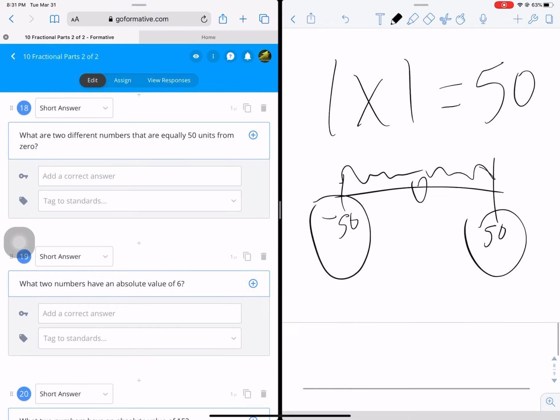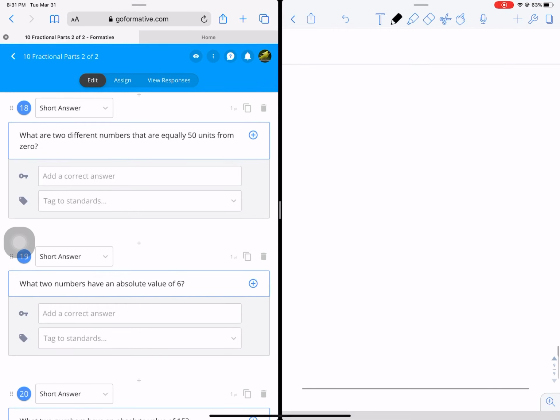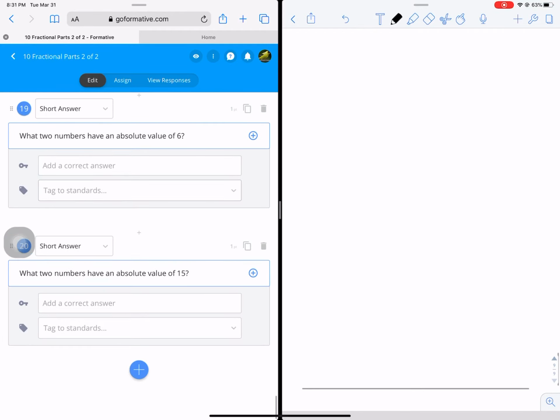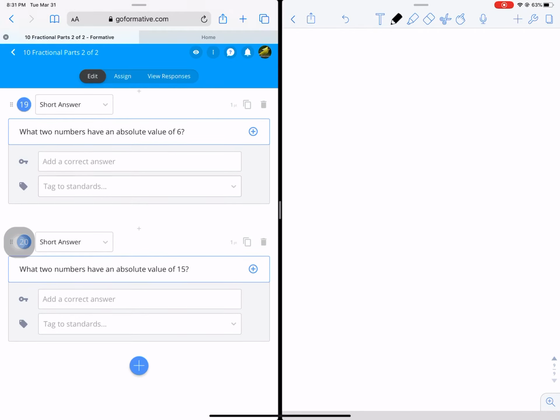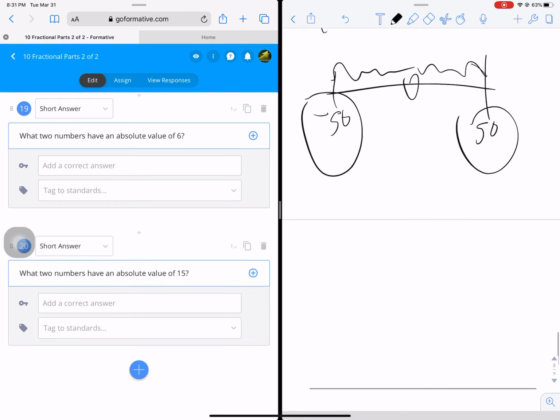And you could do the same thing with other numbers, okay? Like, what two numbers have the absolute value of 6? I'll let you figure that one out. And same thing with 15. So there's your instructions on that.